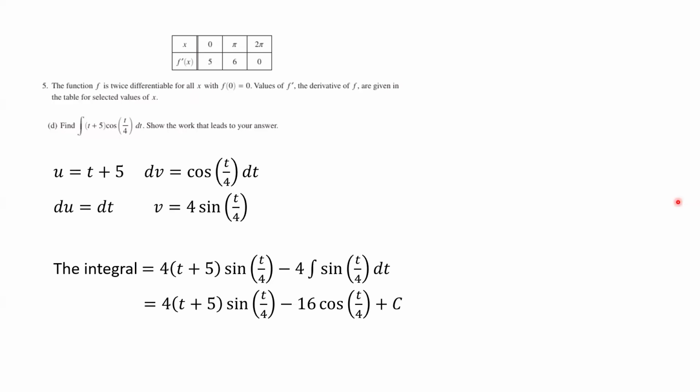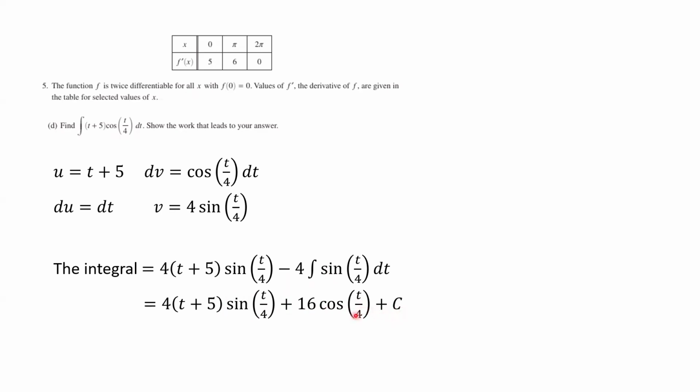So, I just realized this should be a plus. Let me double check as I explain it again. Okay, so integration by parts is uv minus the integral of v du. So it'll be 4 times t plus 5 times sine of t over 4, that's uv, minus the integral of v du, which is 4 sine of t over 4 dt, and I move the 4 out because it's constant. Okay, so now we just got to evaluate this. This stays the same. The integral of sine is negative cosine, so that becomes a plus. And then it's 16 cosine of t over 4 plus c.